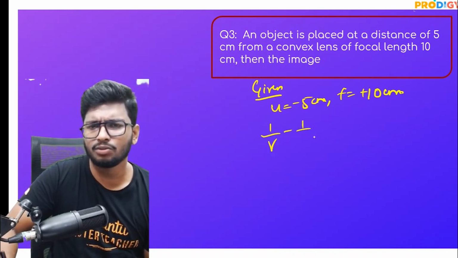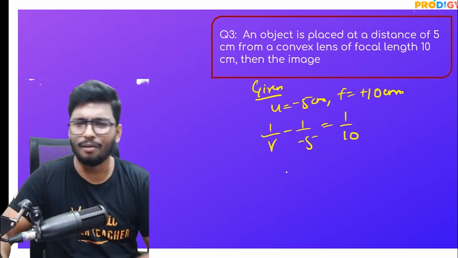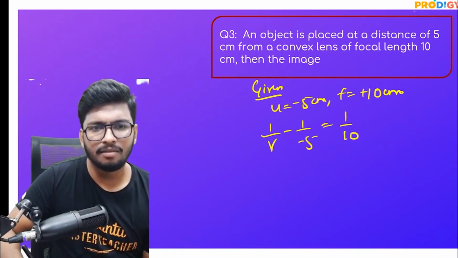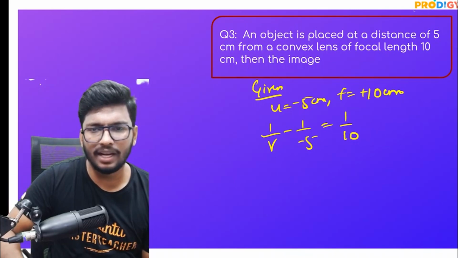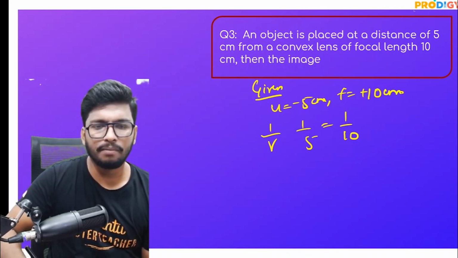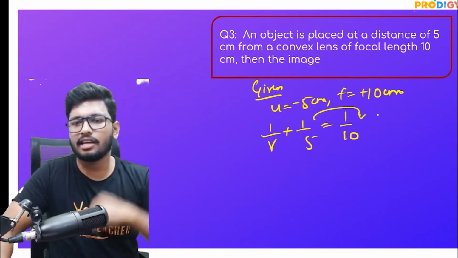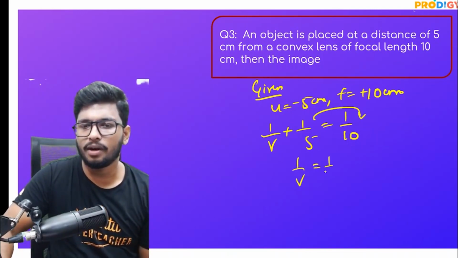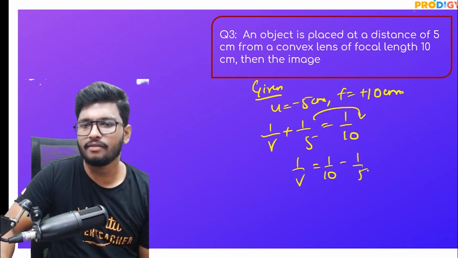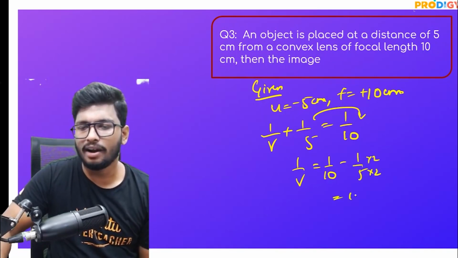1 by v minus 1 by minus 5 is equal to 1 by 10, right? Because you know the formula. So this will be plus, minus into minus will become plus. Let me just quickly show that. Minus into minus will become plus. So that is much easier for you to calculate, right? So take this to the other side. What do you get? 1 by v is equal to 1 by 10 minus 1 by 5, into 2 into 2. So that's 1 minus 2 divided by 10. That's going to be minus 1 by 10.